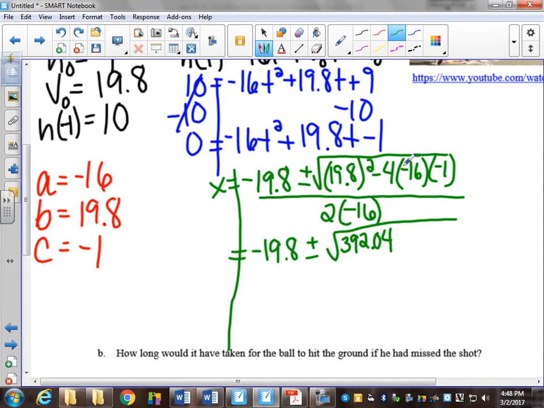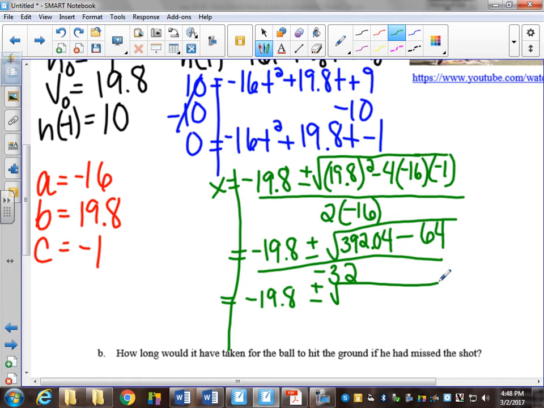We have a negative times a negative times a negative. That's going to give us a negative. 4 times 16 times 1, 64. 2 times negative 16, negative 32. Negative 19.8 plus or minus the square root of 392.04 minus 64, 328.04, all over negative 32.